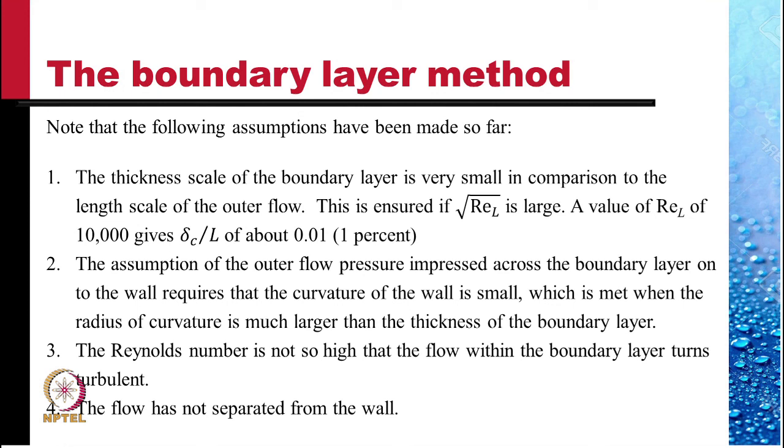The second assumption that we made is that the outer flow pressure is impressed across the boundary layer up to the wall. And this requires that the curvature of the wall is small. If the curvature of the wall is small, then we can neglect that curvature. And this condition is met when the radius of curvature is much larger than the thickness of the boundary layer. So except for a very small radius, we can neglect the curvature of the surface and treat the boundary layer as on a flat surface.